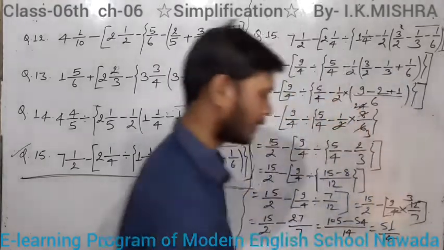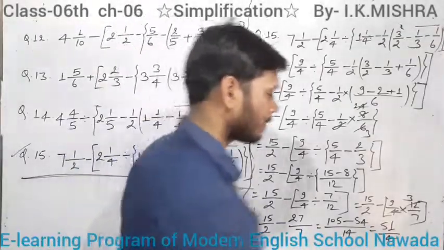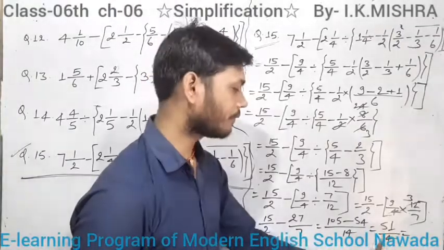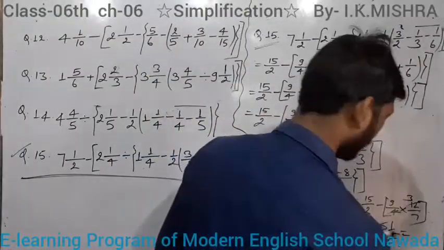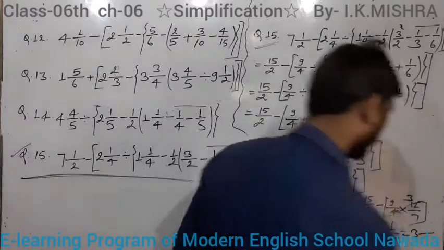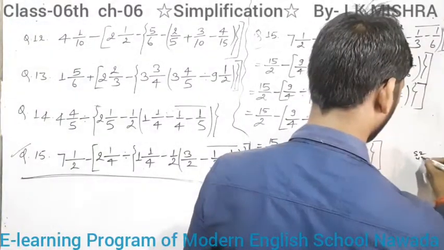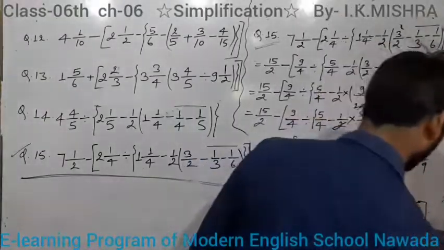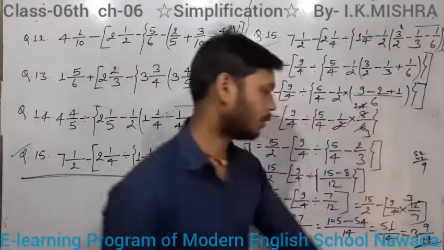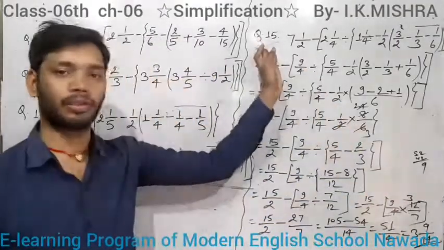14. Students, here 51 by 14, that means you can change it into a mixed fraction, and when you change it, 3 times 3 whole, 42, 52 minus 42, here 9, so 9 by 14. Students, 3 whole 9 by 14 is the answer, the simplest value of this question.